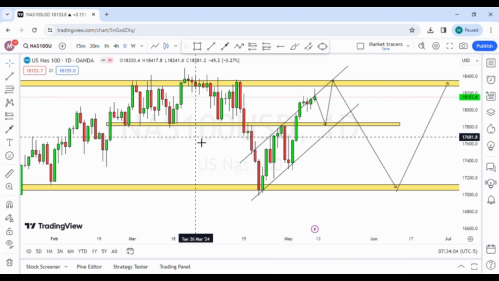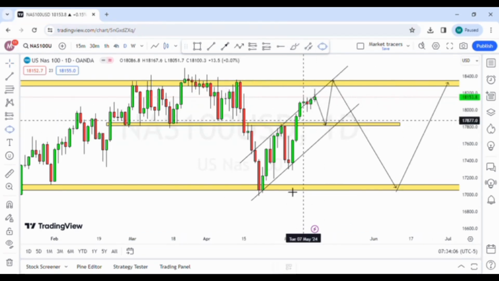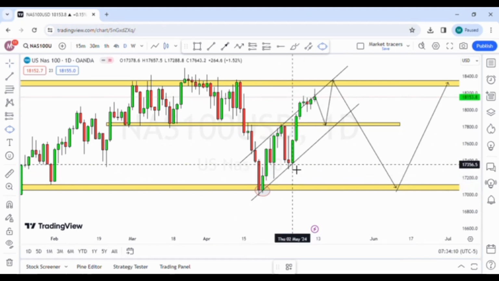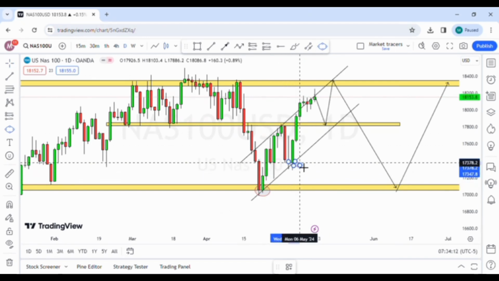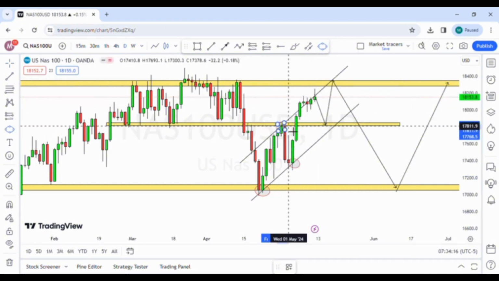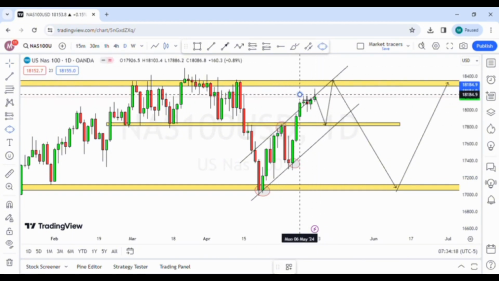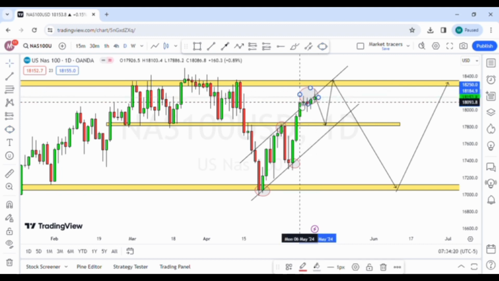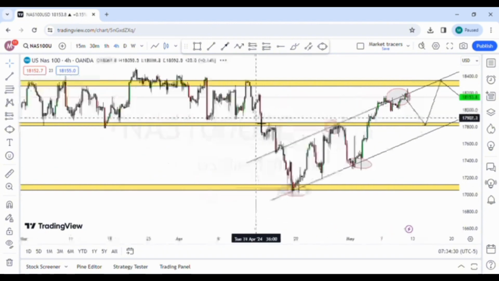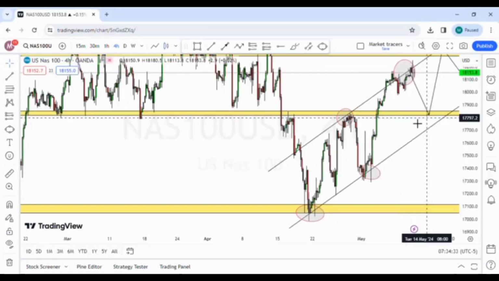This is how I see it, because this was my low. This is also my low. Sorry, this is my high. So this is the type of level where I'm expecting the market to reject to the downside, guys. So without wasting time, let's move on to our H4 time frame.